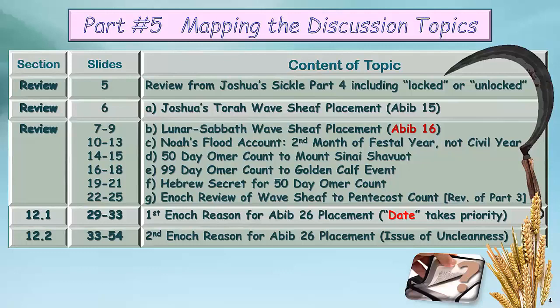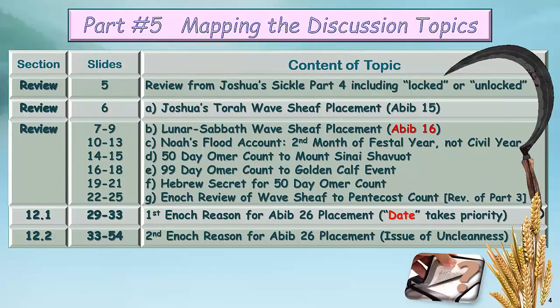C is going to be Noah's flood account and the second month of the festal year, not the civil year. And D, the 50-day Omer count to Mount Sinai at Shavuot. And E, the 99-day Omer count to the Golden Calf event. What? Golden Calf event? Yes, we're going to have a look at this again. And F, the Hebrew secret for the 50-day Omer count. And G, the Enoch review of the Wave Sheaf to Pentecost count.